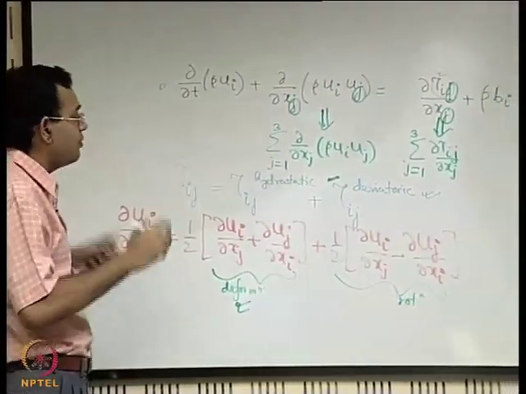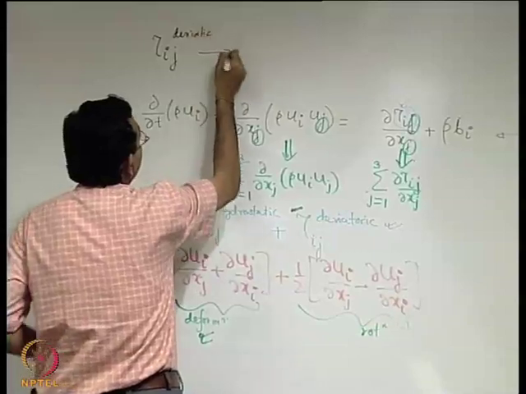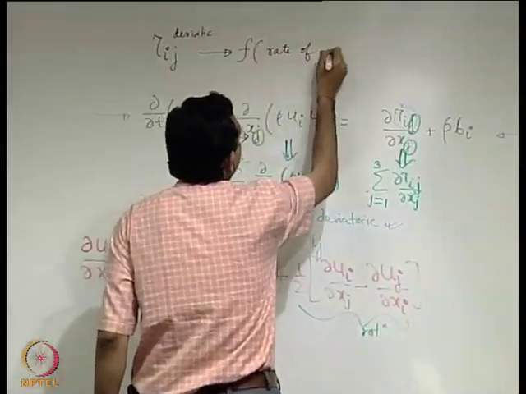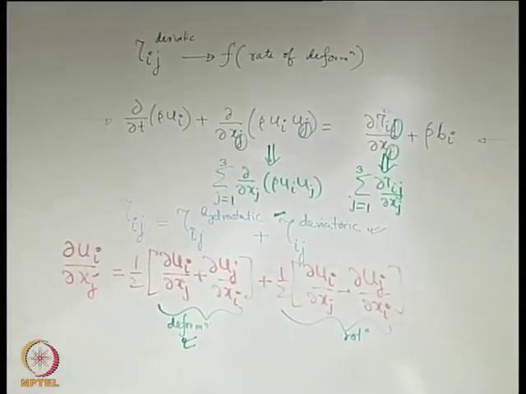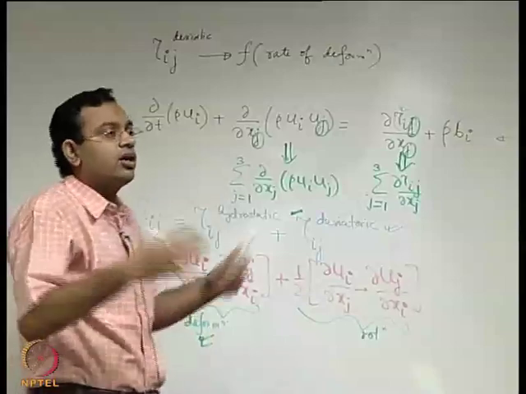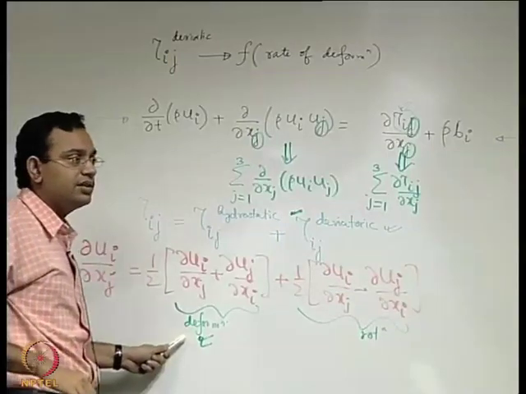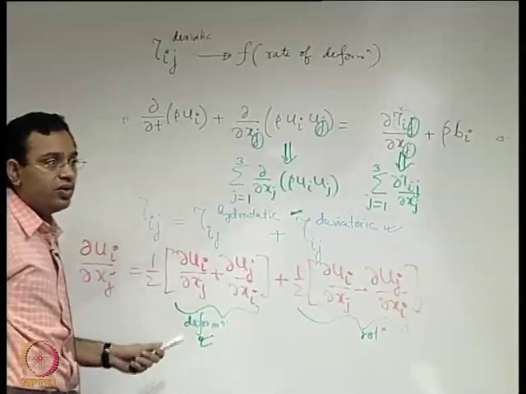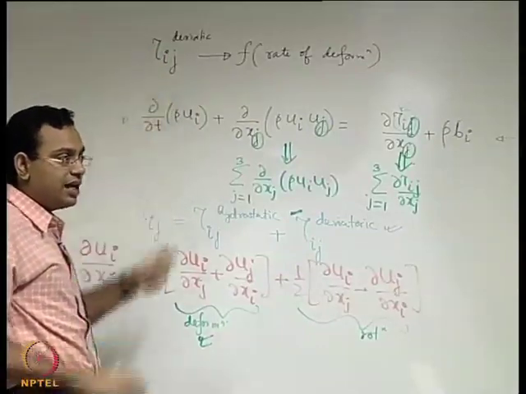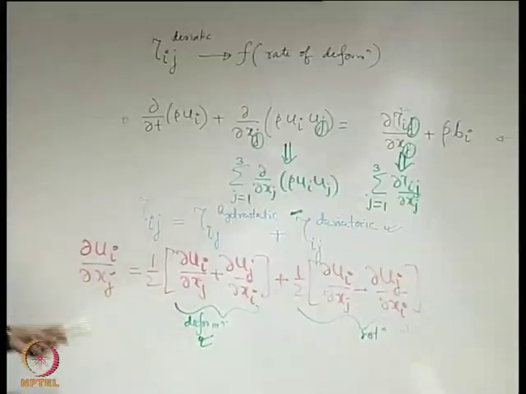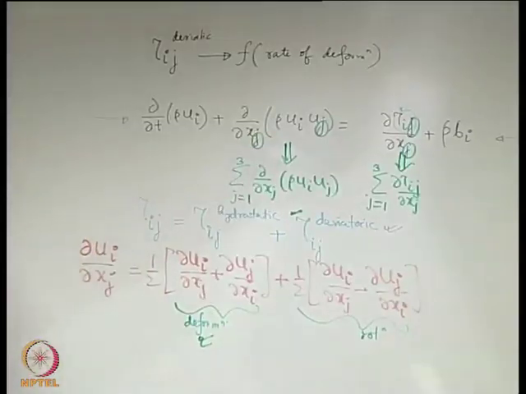So, the functional form, in a very qualitative way, from our discussion, should be that tau ij deviatoric should be a function of the rate of deformation. That much we should appreciate qualitatively, okay. Now, this function may be of whatever complex nature, and the important thing is it will depend on the rate of deformation, which is also a second order tensor. So, now we are interested to write a function where the dependent variable is a second order tensor, and the independent variable on which it depends is also a second order tensor, and we are interested in the functional relationship between these two.